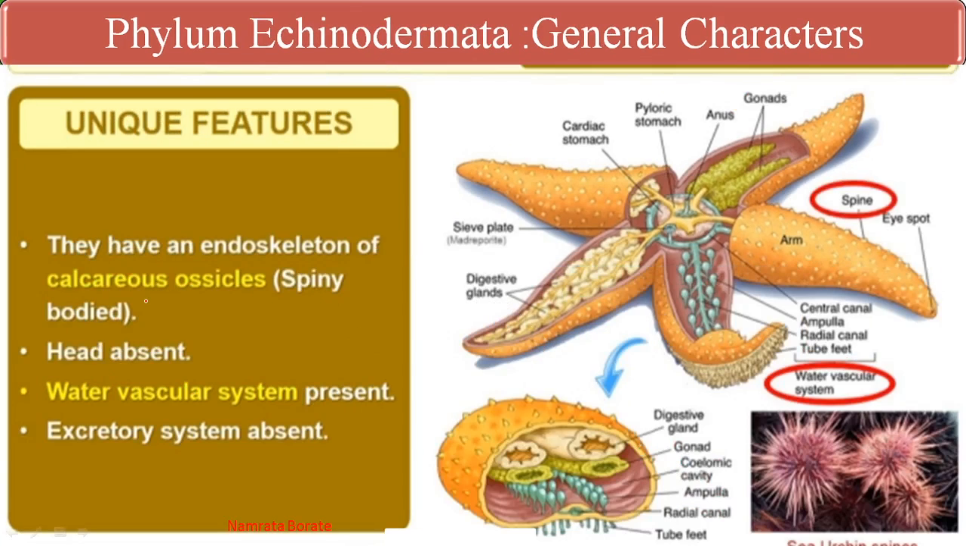Next, about the special characteristics of the phylum Echinodermata, the unique features. They have an endoskeleton of calcareous ossicles, which gives the spiny bodies. You can see here the spiny bodies. There is an absence of head, and the most significant characteristic feature of phylum Echinodermata is the presence of the water vascular system. It is the most important characteristic feature. But there is an absence of the excretory system.